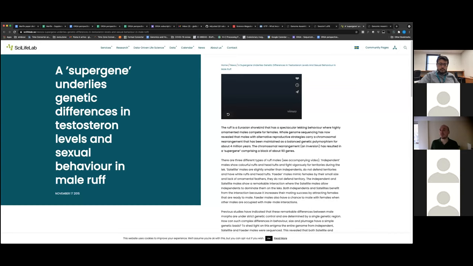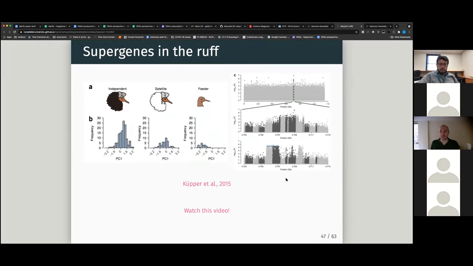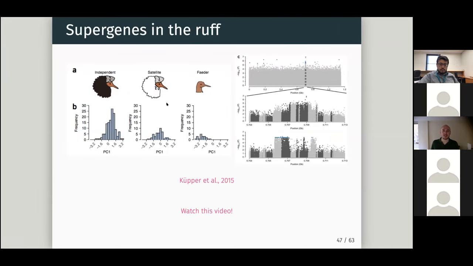example, but let me just go back to it. So there are three male morphs: independent, satellite, and faeder. And this one looks like the females. And here the thing is that the males have evolved three completely different reproductive strategies. One is basically that of mimicking the female so that you don't get attacked by the other males, and then you can copulate with them.